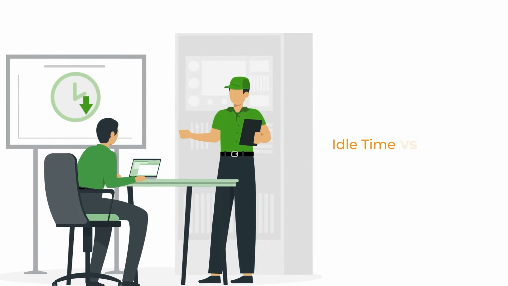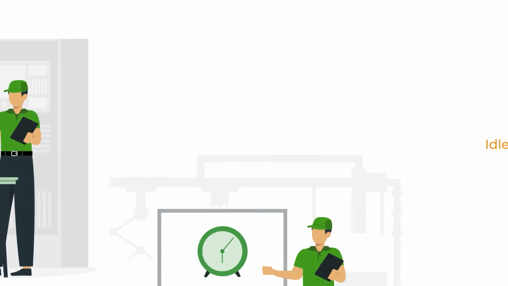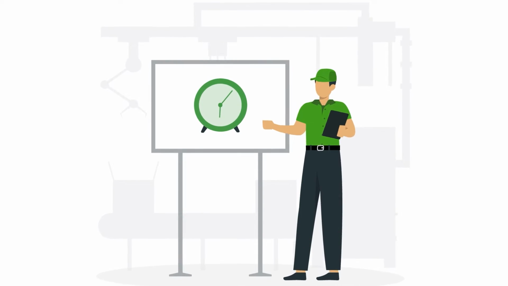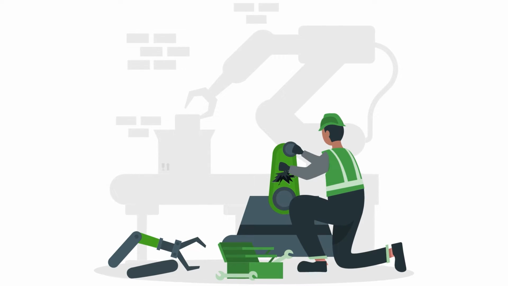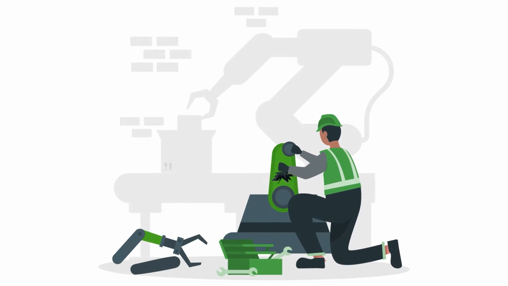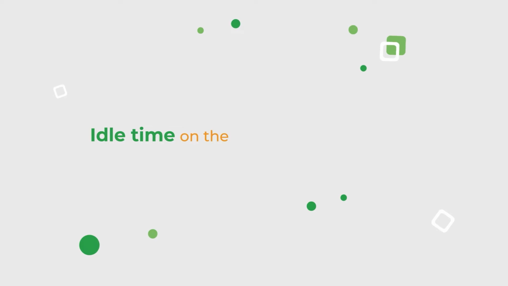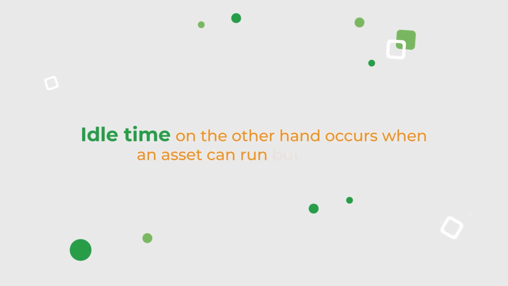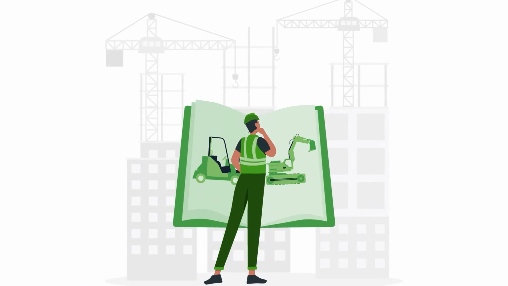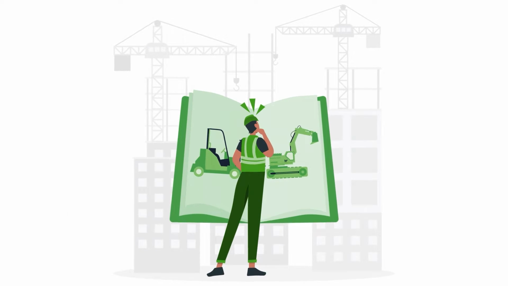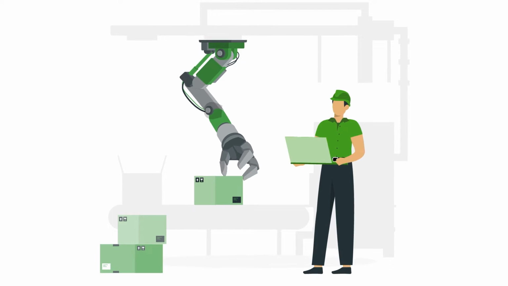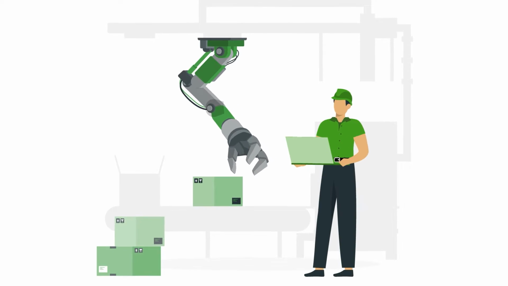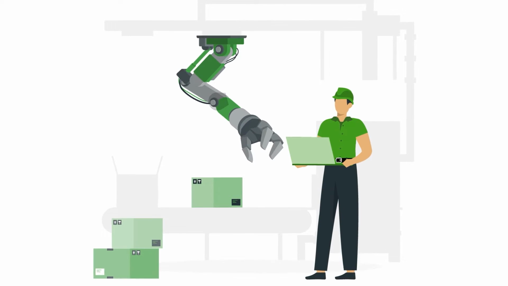Now remember that idle time is different from downtime. While both terms refer to work stoppages, downtime occurs because a machine is not capable of running due to scheduled maintenance or machine failure. Idle time, on the other hand, occurs when an asset can run but doesn't. While these kinds of stops and starts are inevitable, it is important to understand idle time at your organization, because every minute your machine or employee spends idle is a minute of lost production.